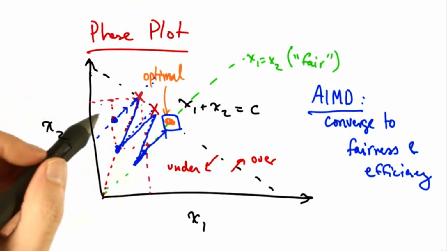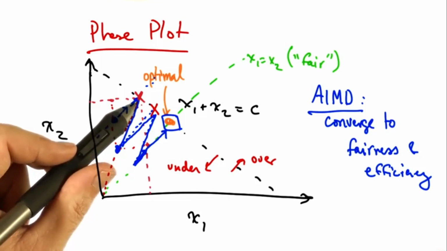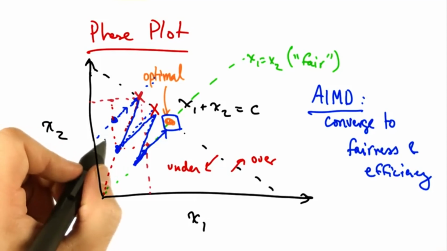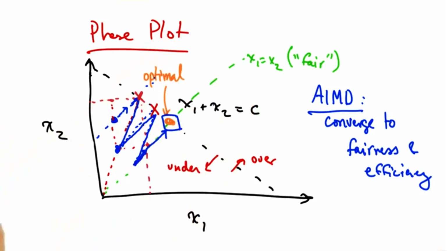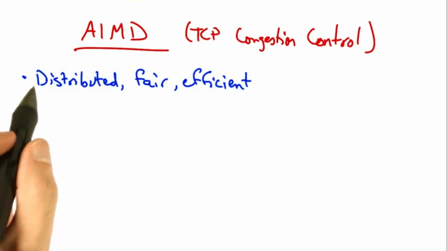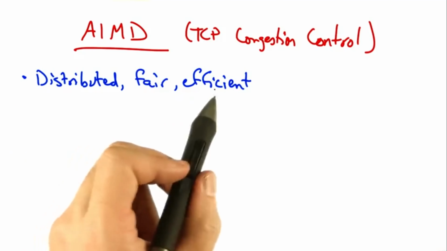To think about this a bit more, you can see that every time additive increase is applied, that increases efficiency. Every time multiplicative decrease is applied, that improves fairness, because every time we apply multiplicative decrease, we get closer to this x1 equals x2 line. The result is the additive increase, multiplicative decrease congestion control algorithm. The algorithm is distributed, meaning that all the senders can act independently, and we've just shown using the phase plots that it's both fair and efficient.